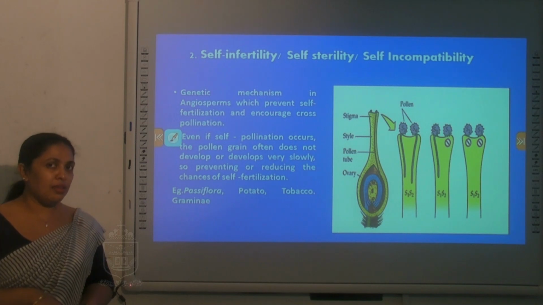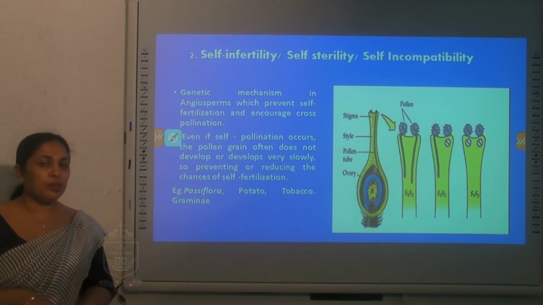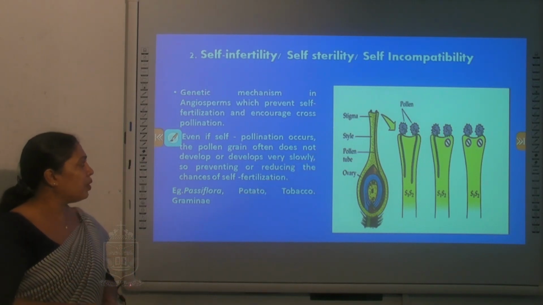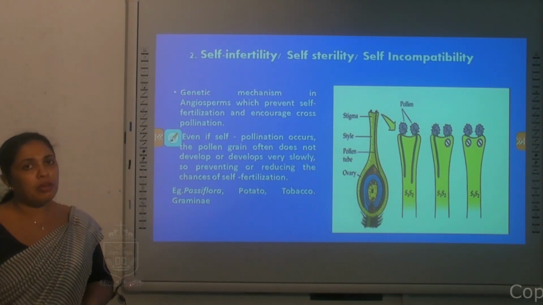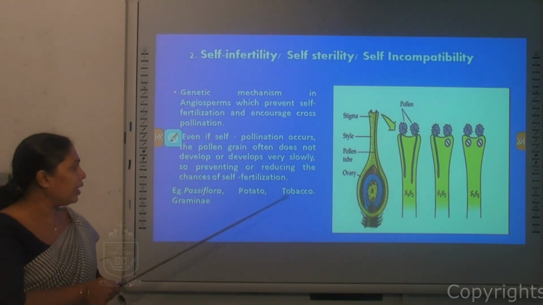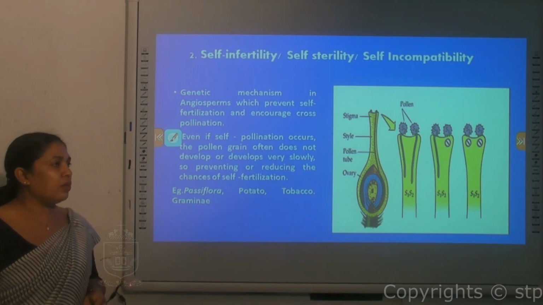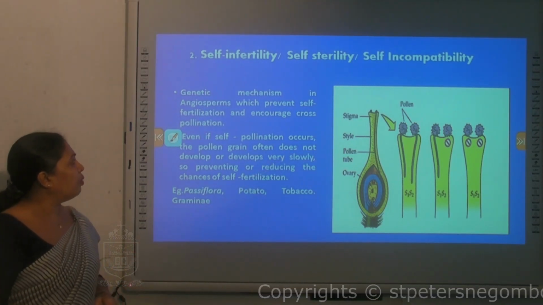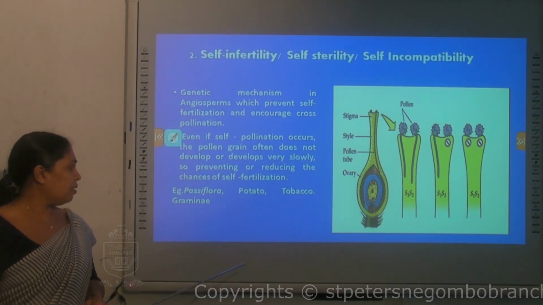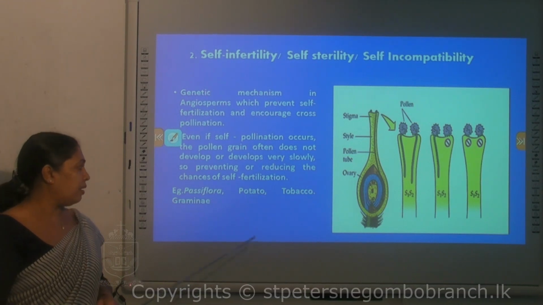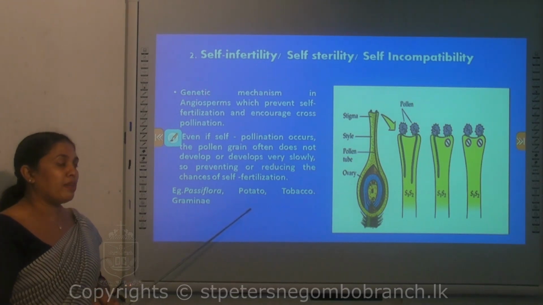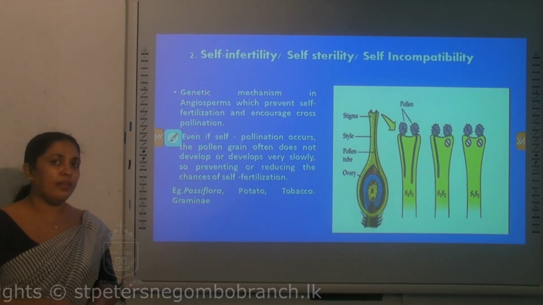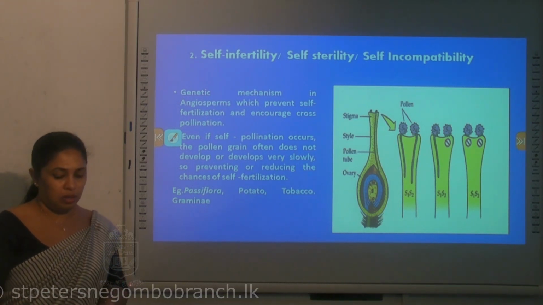The plant has its own chemicals to prevent this. So even if self-pollination occurs, sometimes the pollen grain may develop very slowly or reduce self-pollination without developing the pollen tube. So some plants are having this. The most common examples are Passiflora or passion fruit, potato and tomato, and the gramineans and all the grains including grass has this.